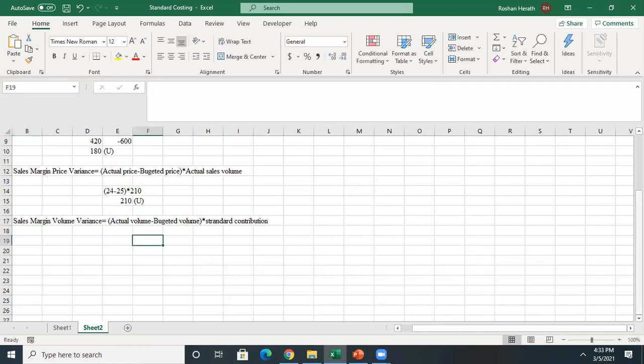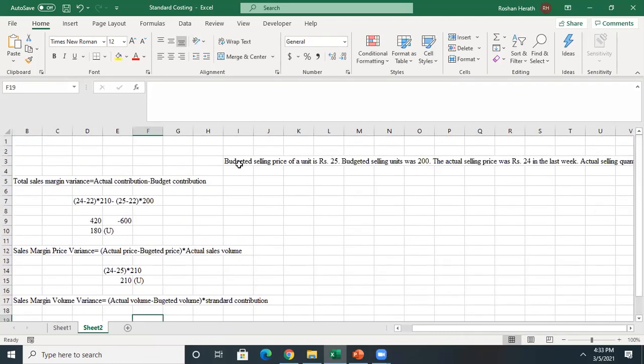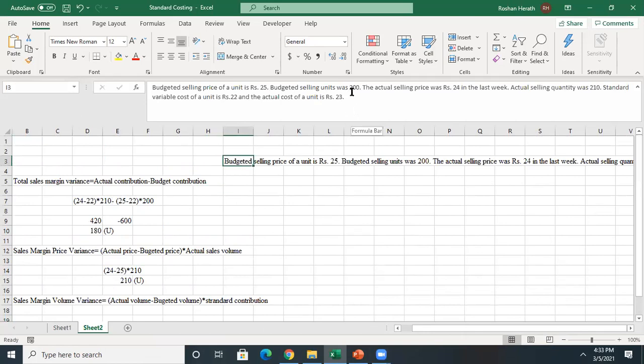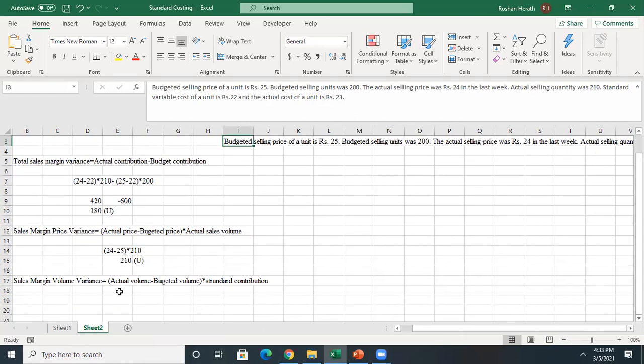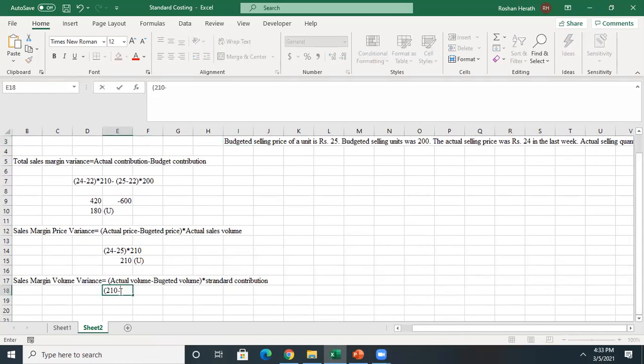So how many units have you planned? You have planned for 200. Actually, you have sold 210. And the standard contribution, in fact, you have calculated that early. It's 25 minus 22, which is 3. It's 3 into 10, it is 30.